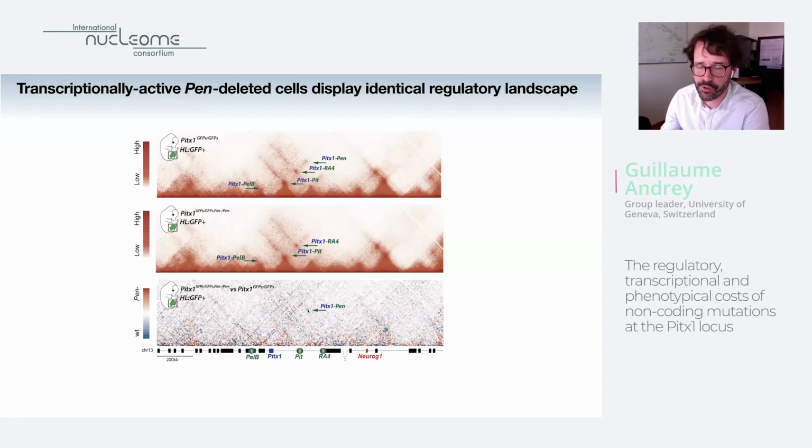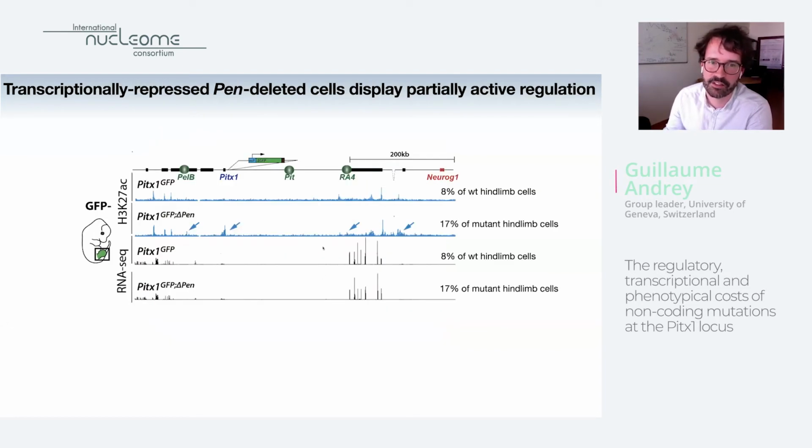What we saw that was more surprising is when we looked at the GFP negative cells, right? So these are the cells that do not express GFP and do not express Pitx1 actually. And in these cells, in the wild type, as we saw before, there is no activity whatsoever at the enhancer or at Pitx1. But in the mutant, we accumulate a lot of cells that have activity and K27 acetylation at the Pitx1 promoter, as well as at several of its enhancers around.